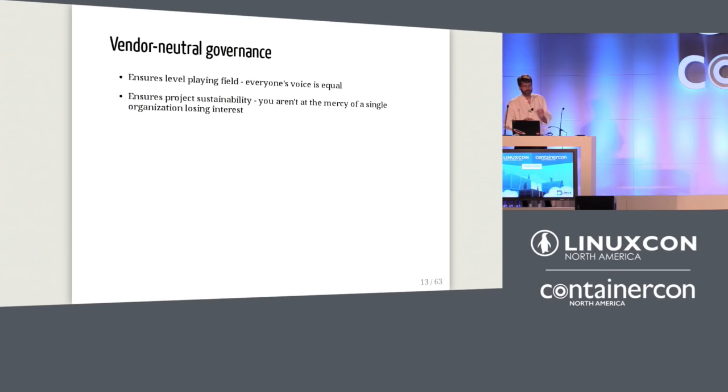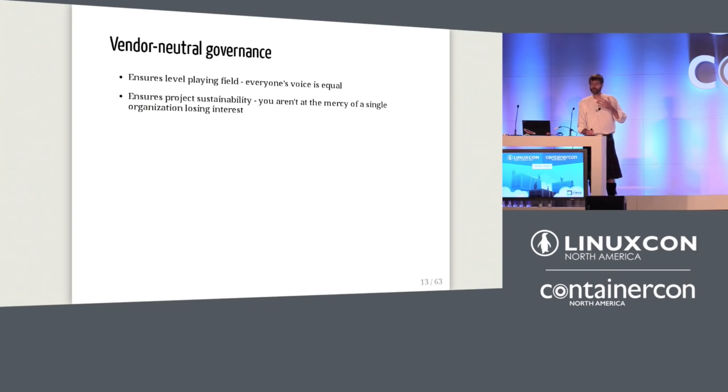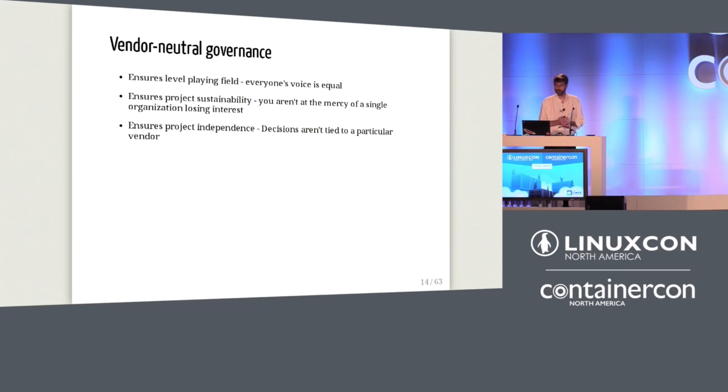It also ensures project sustainability. And this is an important thing in any major open source project. If HP or Red Hat or Mirantis were suddenly to lose interest in the OpenStack project, it wouldn't go away. If IBM were to lose interest in participating in Linux, Linux would not go away. And so this kind of project sustainability is really important. This diversity, corporate diversity within a project is critical. It also ensures that projects themselves are not dependent on a particular vendor's opinions.